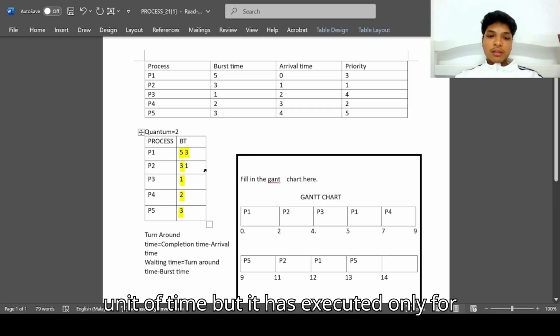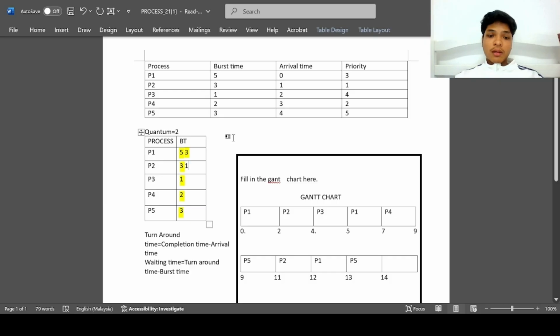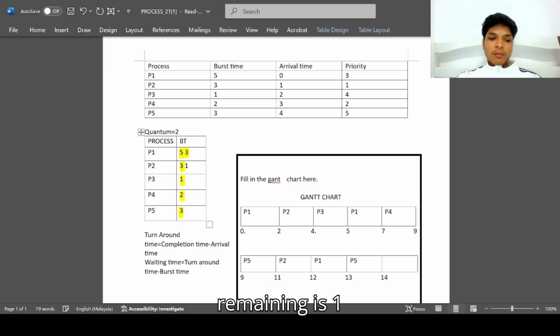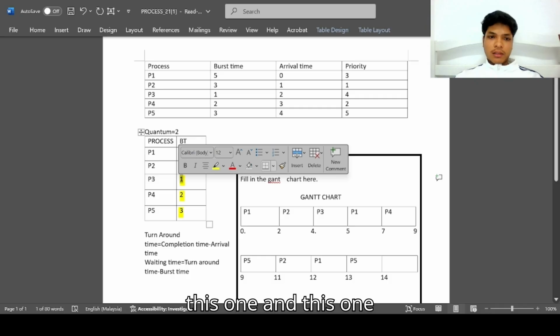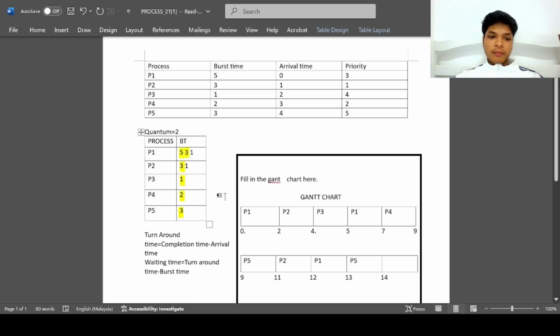P1 had a remaining burst time of 3 units of time, but it has executed only for 2 here, so the remaining is 1. So the other processes, P3 and P4, we see are already completed. Let us just try them out, this one and this one. Let's write them.